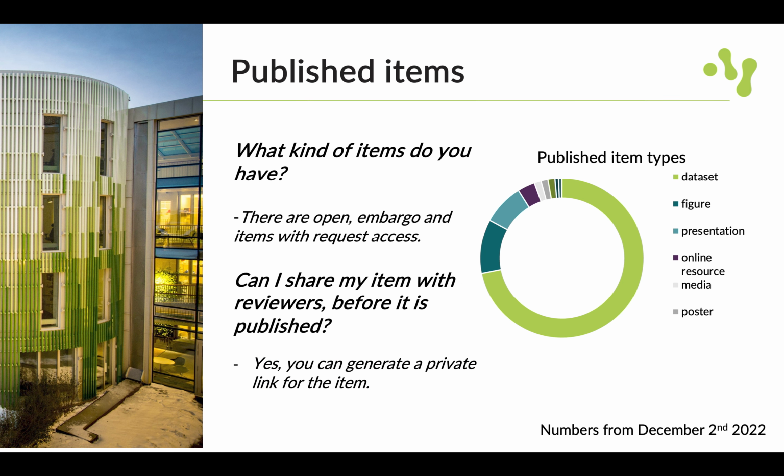So what kind of items do we have in the repository? There are open items, items under embargo, and items with request access. The most common published item types are datasets, figures, presentations, online resources, and posters. A very common question is if a researcher can share their item with reviewers before the item is published. Yes, we do have this feature, so you can generate a so-called private link for the item and share this with reviewers or collaborators before the item is published.